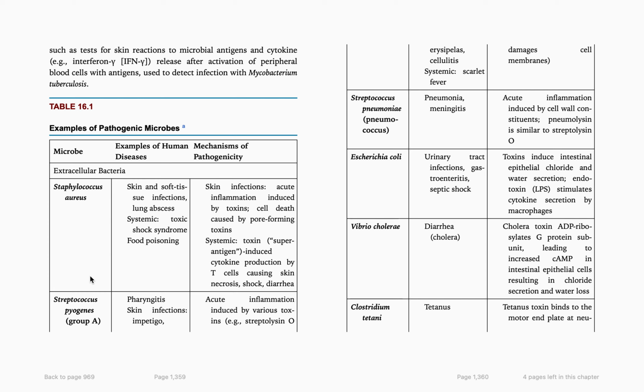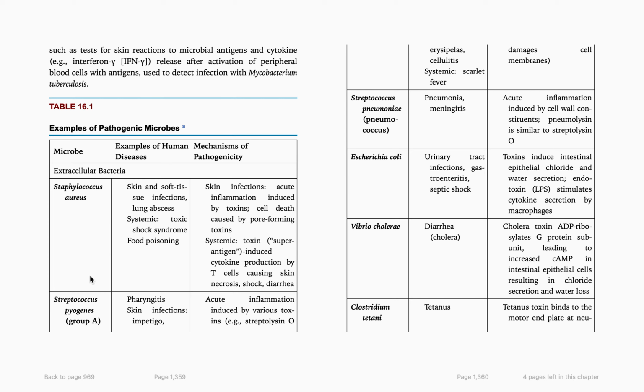So, microbes, we have Staphylococcus aureus, for example. An example of a human disease mechanism of pathogenicity. This Staphylococcus aureus affects the skin and soft tissue, causing infection, lung abscess, and systemic toxic shock syndrome, food poisoning, etc. In the skin infection, acute inflammation is induced by toxin, and cell death is caused by pore-forming toxin. The systemic toxin, a superantigen, induces cytokine production by T cells, causing skin necrosis, shock, diarrhea, etc.